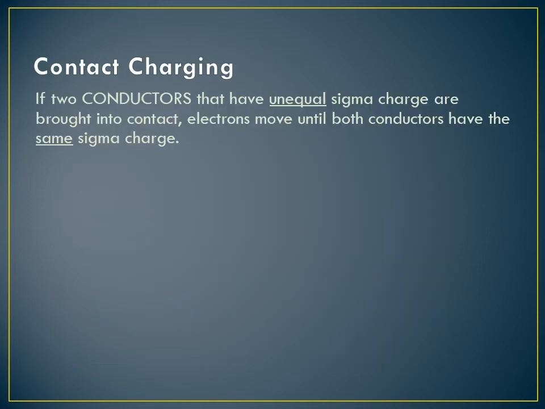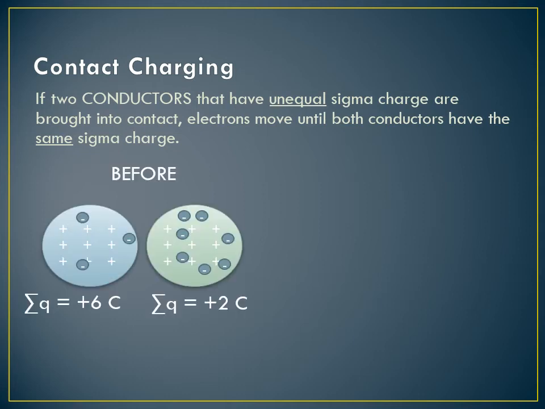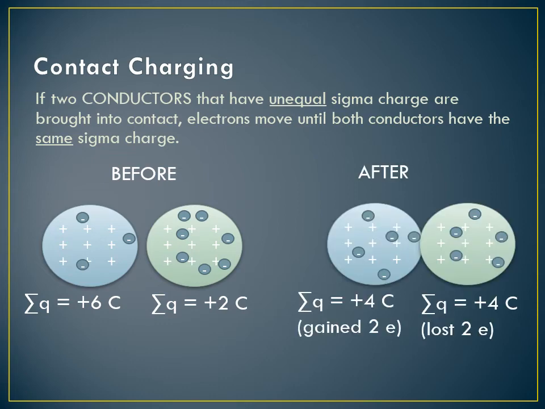The second kind of charging is known as contact charging, and this happens between two conductors that have unequal or unbalanced sigma charges. When they're brought into contact, the electrons are going to equalize out from one conductor to the other, because in conductors, electrons can flow anywhere they want to go. They're not stuck near their atom. So if we have these two systems of objects, one with a charge of positive 6 and the other with a charge of positive 2, when you put them together, you'll notice the electrons basically spread themselves out to have the maximum spacing.